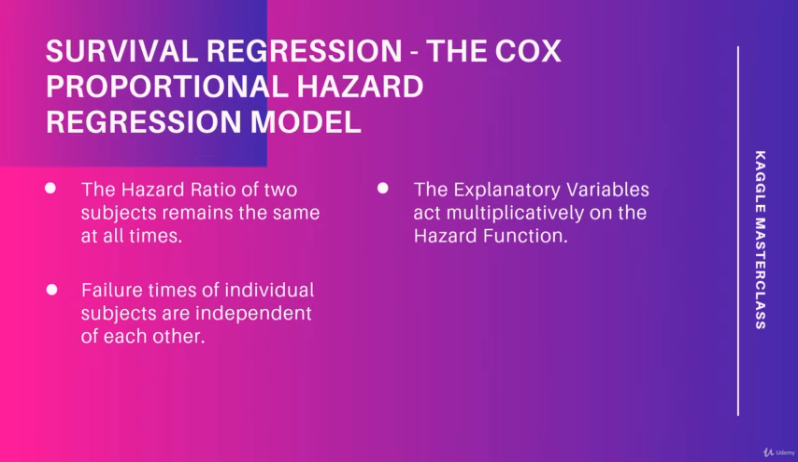Cox's model makes three assumptions as explained here. The hazard ratio of two subjects remains the same at all times. The explanatory variables act multiplicatively on the hazard function. Failure times of individual subjects are independent of each other.